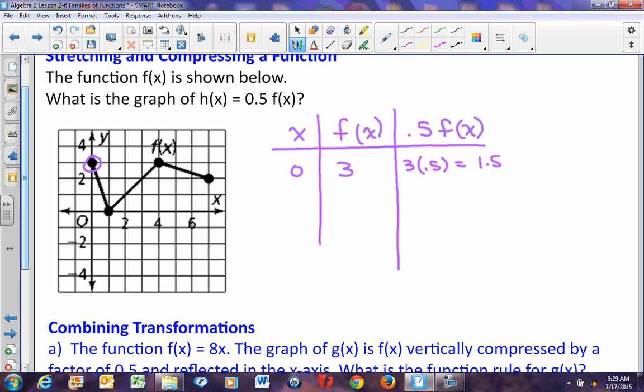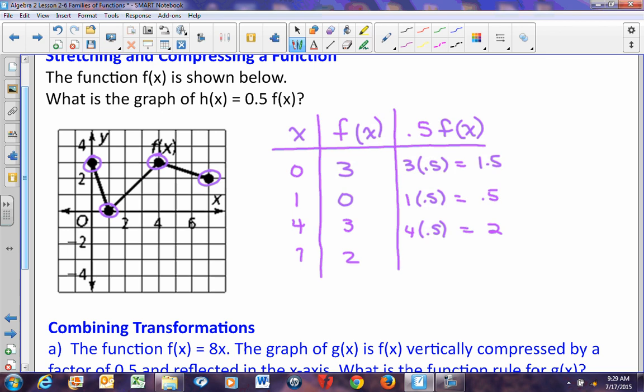My second point here will be this one. My x value is 1, my f of x value is 0, and 1 times 0.5 gives me 0.5. My third point, right here, my x value is 4, my y value is 3, so my 0.5 f of x is going to be 4 times 0.5, which is going to make it 2. And last but not least, this point right here, my x value is 5. Oh, it's 7, excuse me. I can read. It's 7. My y value is 2.